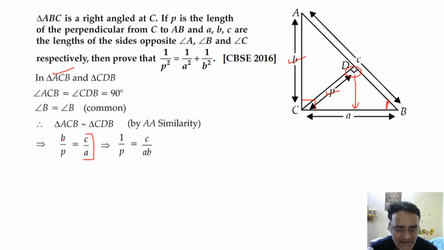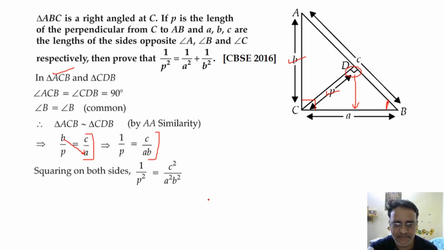So now we will shift b to this side. So 1 upon P is equal to c upon ab. Whether this step is clear? Yes. Okay, now square both sides. So what we are getting, 1 upon P square is equal to c square upon a square b square. Now what is c square? Use Pythagoras theorem. Tell me, what is c square? b square plus a square. Right, very good. a square plus b square.